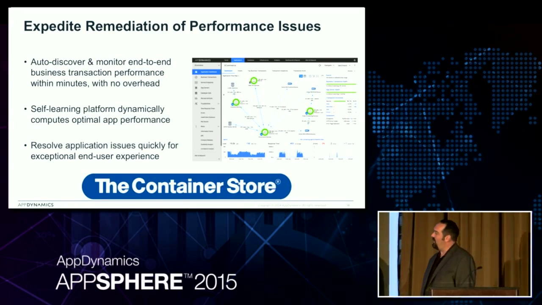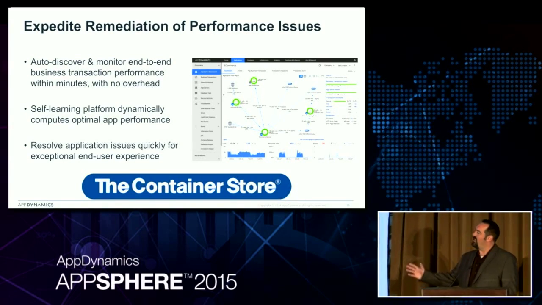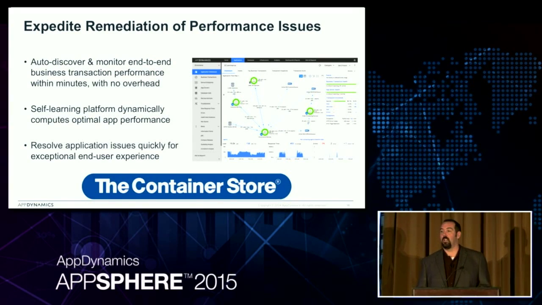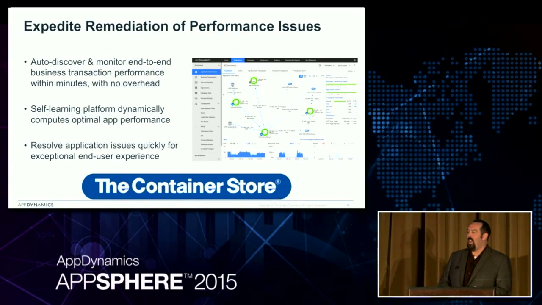So the self-learning platform is just really, it computes optimal app performance. I don't know that it really computes what your current app's doing. If you start with a slow app, you're going to have a slow baseline. You're going to work on it. But as you go through a process and you start chipping away at this huge problem of performance, you re-baseline. And you can change your baseline.